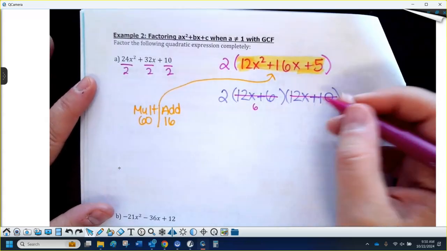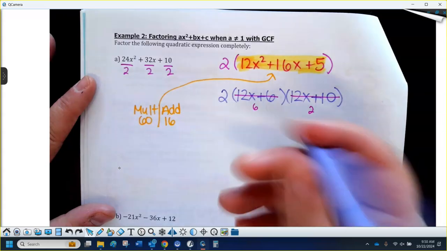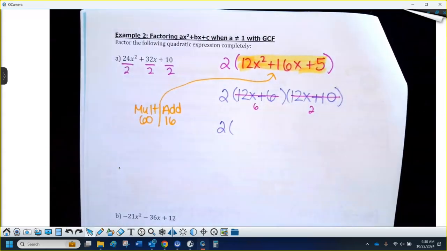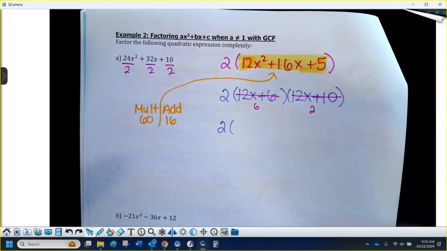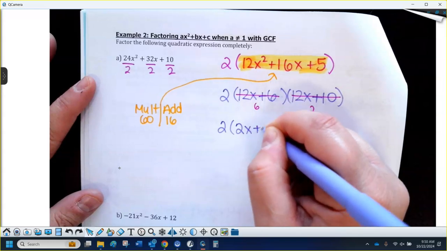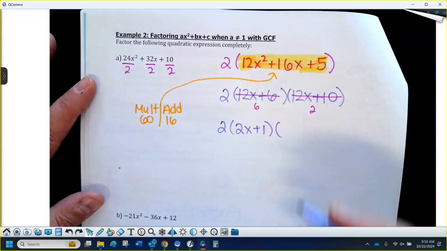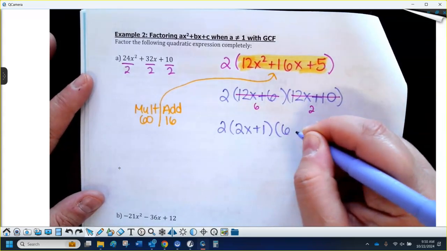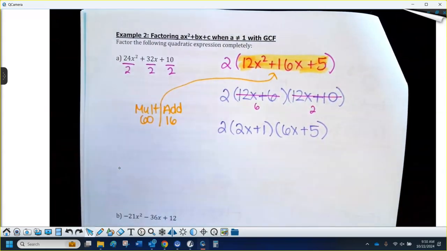All right, 12 and 10 are both divisible by just 2. So keep that 2 out in front, that greatest common factor we took out originally in the problem. Now, the real factor for the first one I jotted down, both of those divided by 6, it'd be 2x plus 1. And the real factor for that second, I wrote 12x plus 10. The real factor there should be 6x plus 5.